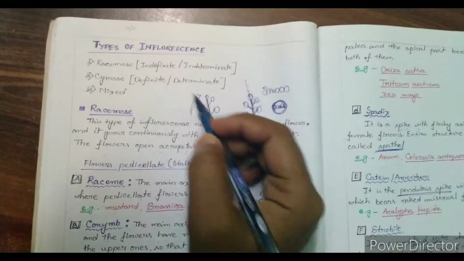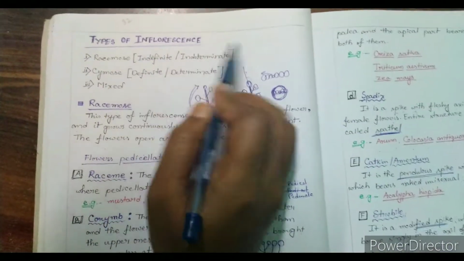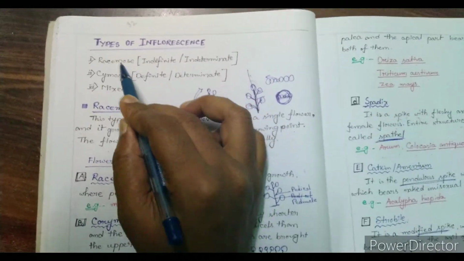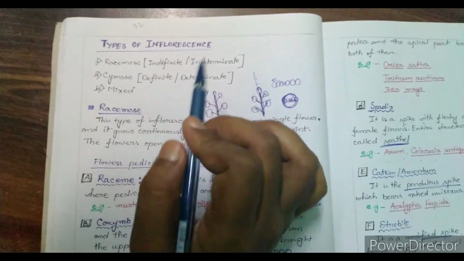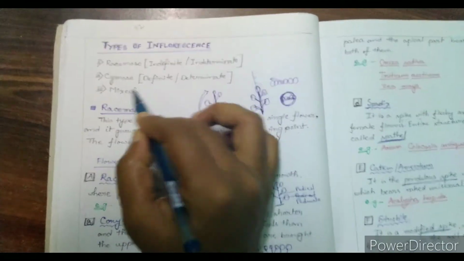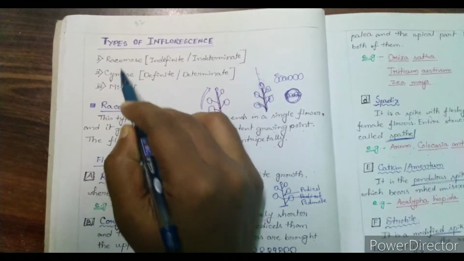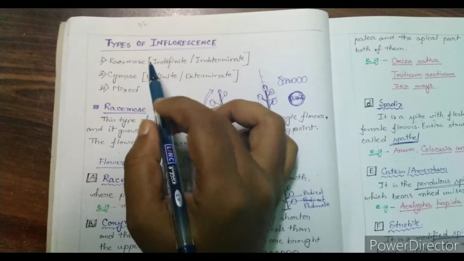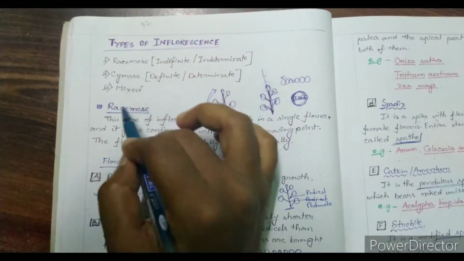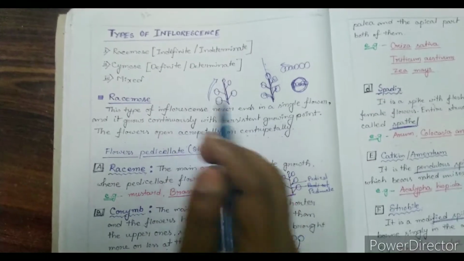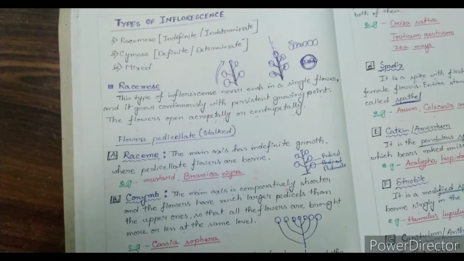Basically, types of inflorescence are two types: Racemose and Cymose, and another one is mixed, which we don't count as a separate section because it is a mixed type of Racemose and Cymose, where both are present. First of all we discuss Racemose inflorescence and its types.